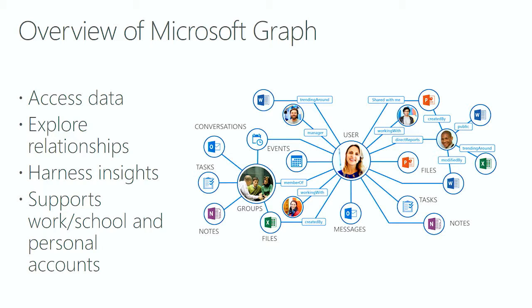You can do things like, given a user, figure out who their manager is, or groups they're part of. And you can go beyond just data and relationships, and you can get a sense of what that data and those relationships really mean. With Insights APIs like People, which gives you people relevance based on your communication with individuals in your organization and outside of your organization, as well as trending Insights, which lets you know what files are popular in your org. And Graph supports both work and school, as well as personal accounts, so you can build one application and have it work across all your users.